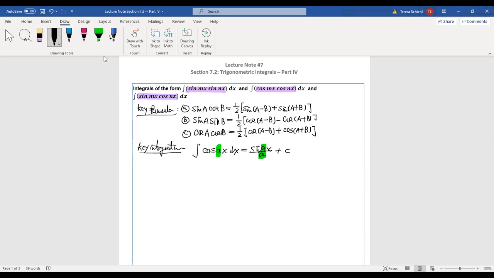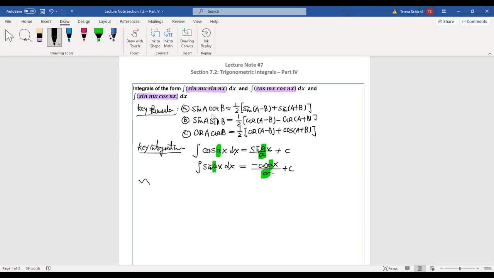And the same way, if you are integrating sine AX dx, same thing, you have A here, then the integration will be negative cosine AX over A plus C. Of course, you can use u-substitution to get those constants, but if you can remember that, it will be a lot easier and a lot faster to do the integration.